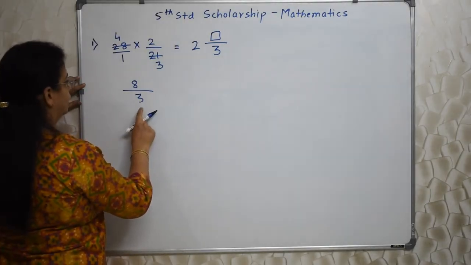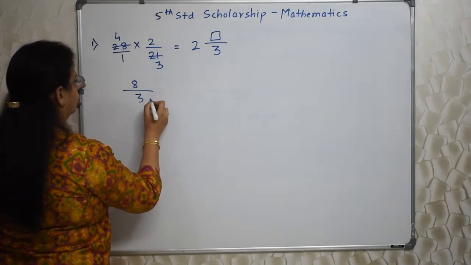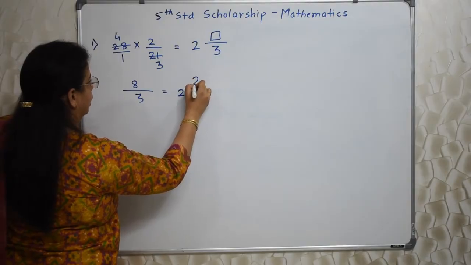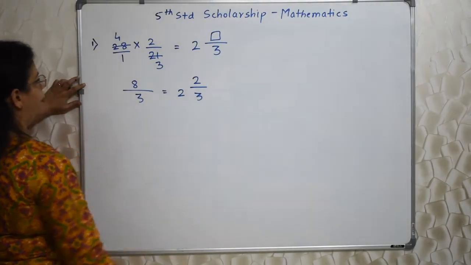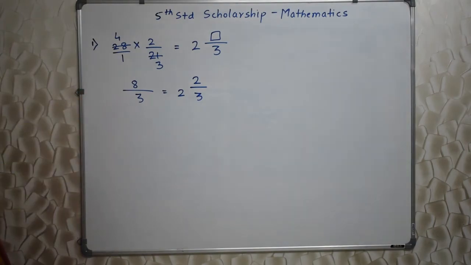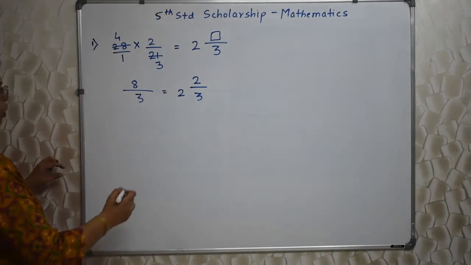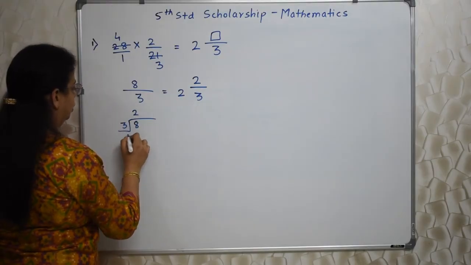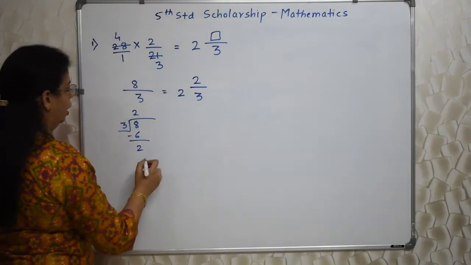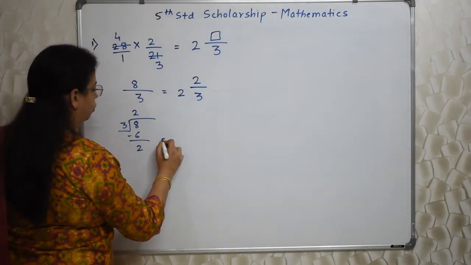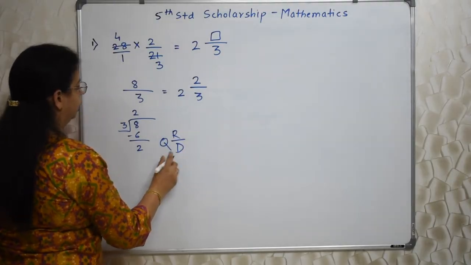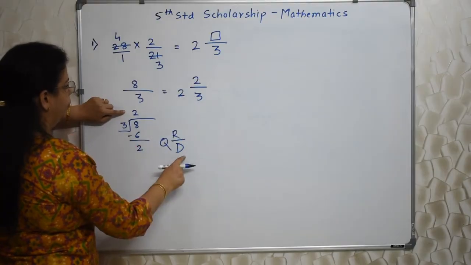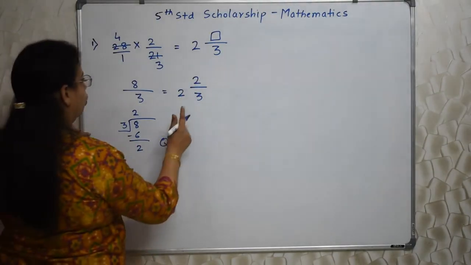Now let's convert this into a mixed fraction. So it is 3 2s are 6, then remainder is 2 and upon 3. I hope you know how to convert an improper fraction into a mixed fraction. We have to do 8 divided by 3. 3 2s are 6, remainder is 2, and we write this division in the form of Q R upon D. Q is quotient, so 2, R is remainder, so 2, and upon D means divisor, 3. So I have written this.